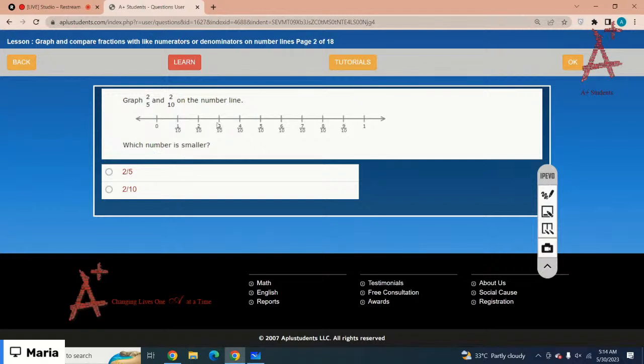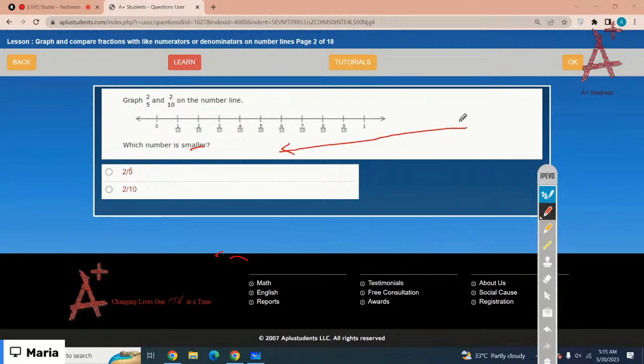Which number is smaller? You can see this number line. Here you have 2 over 10. Let me make another number line for 2 over 5, then that would be very easy for you. Let's suppose here you have another number line. That would be 0, 1 over 5, 2 over 5, 3 over 5, 4 over 5 and 1.